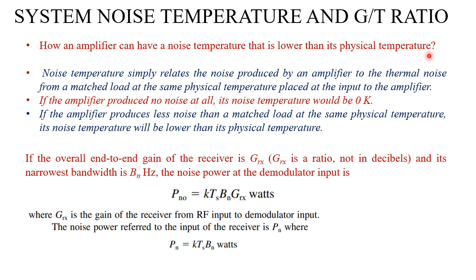So let us try to understand it. Noise temperature simply relates the noise produced by an amplifier to the thermal noise from a matched load at the same physical temperature placed at the input to the amplifier. If the amplifier produced no noise at all, its noise temperature would be 0 Kelvin. If the amplifier produces less noise than a matched load at the same physical temperature, its noise temperature will be lower than its physical temperature.